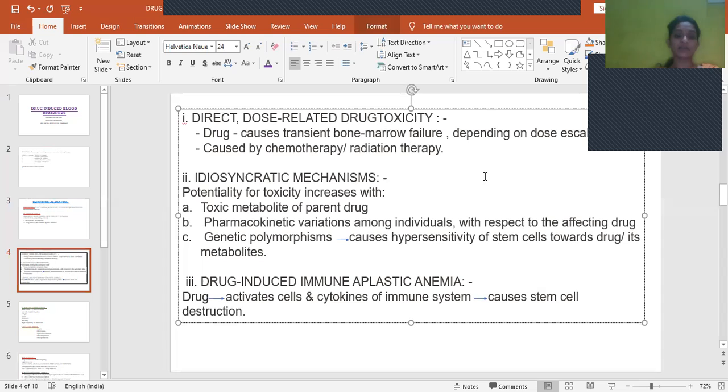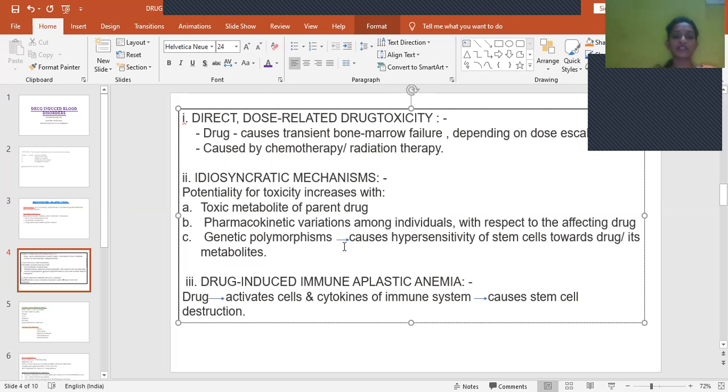Then coming to idiosyncratic mechanisms. In this case, the potentiality of the toxicity of the drug increases with a few parameters. That includes toxic metabolite of a parent drug. That means when the drug is metabolized, if the metabolite that forms is toxic, that causes aplastic anemia. So it mainly depends on the metabolite and pharmacokinetic variation among individuals. ADME will be different for different individuals depending on the pharmacokinetic variations. They are also at risk of getting this drug-induced aplastic anemia.